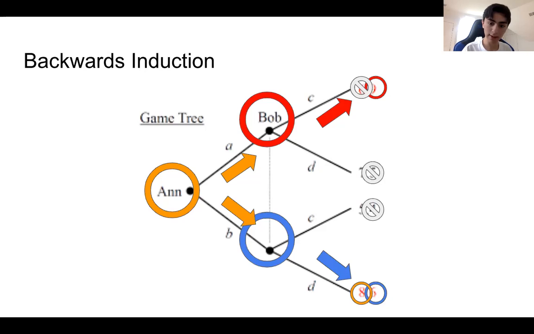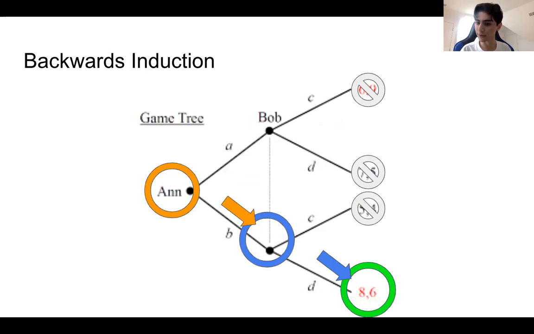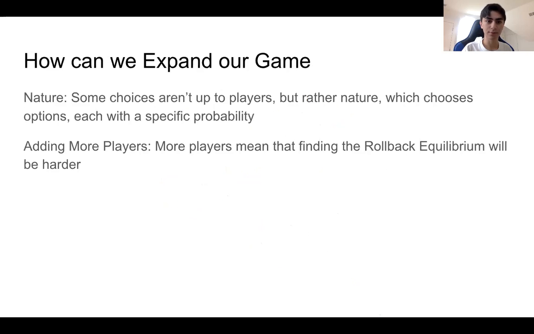This is a very simple one. So let's look at some more difficult ones. So she'll choose B, Bob chooses D, and the final outcome is Anne gets 8, Bob gets 6. So how can we make this game more complicated?